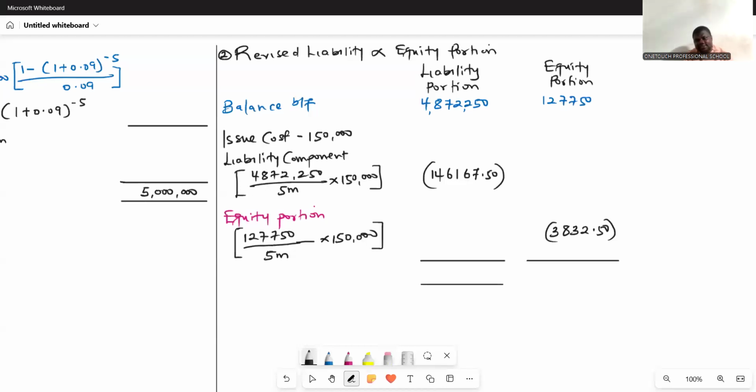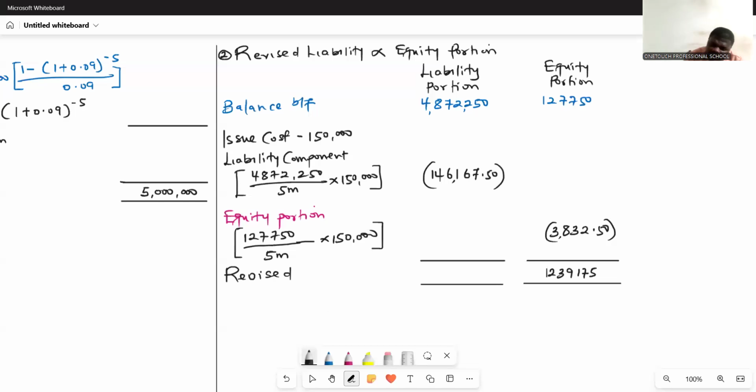Did you get it? This is the revised figures. How much? Did everybody get what you did? You should all point some. For the equity portion, 123917.5.